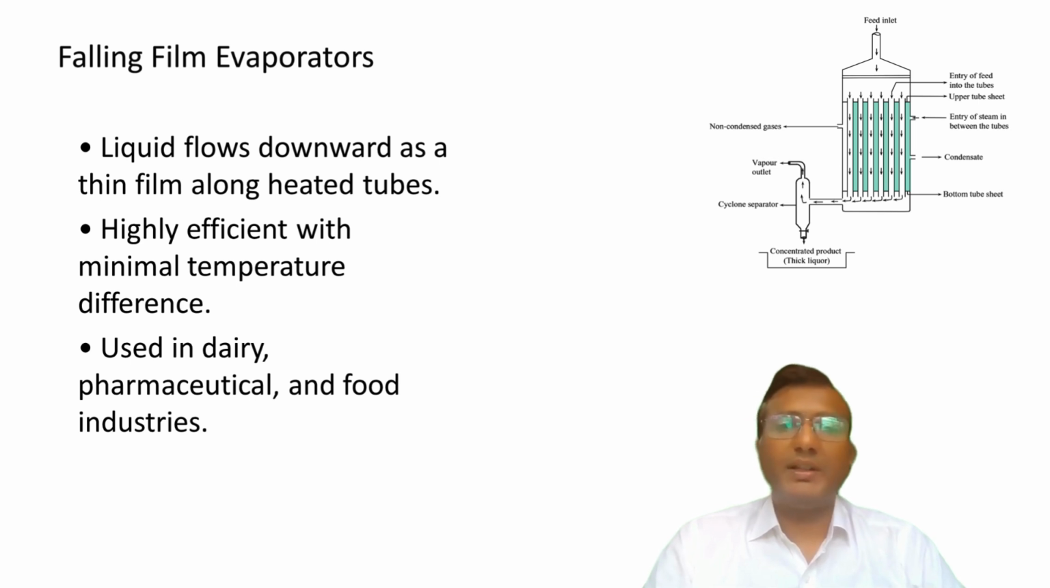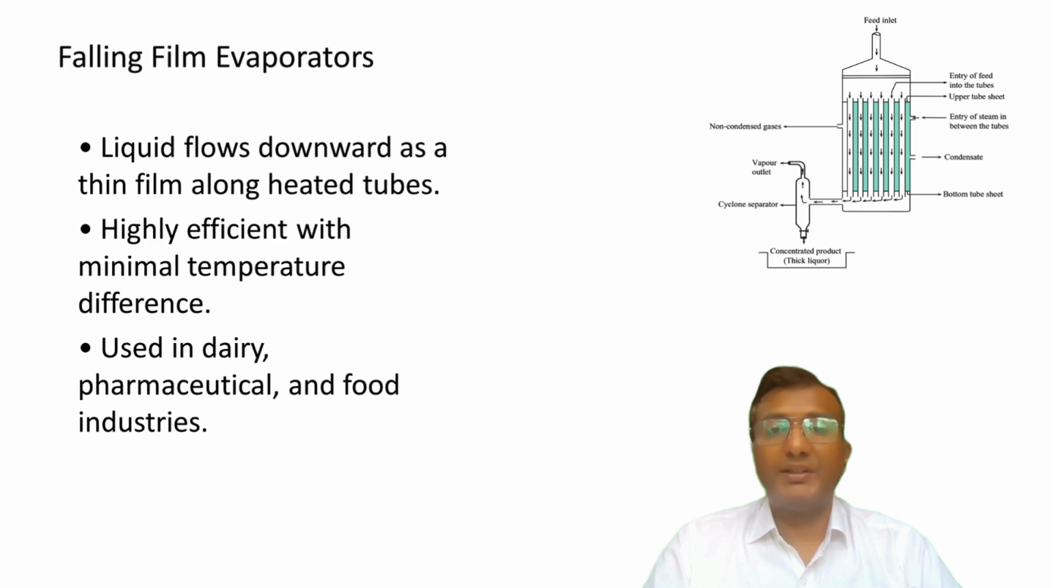Falling film evaporators are highly efficient designs where liquid flows downwards as a thin film along the inner walls of heated tubes. Heat from steam or hot fluid outside the tube causes the liquid to evaporate, with vapor forming in the tube's core. This thin film maximizes heat transfer while minimizing the temperature difference needed, making it energy efficient. The design reduces residence time, preventing thermal degradation, which is critical for heat-sensitive materials.